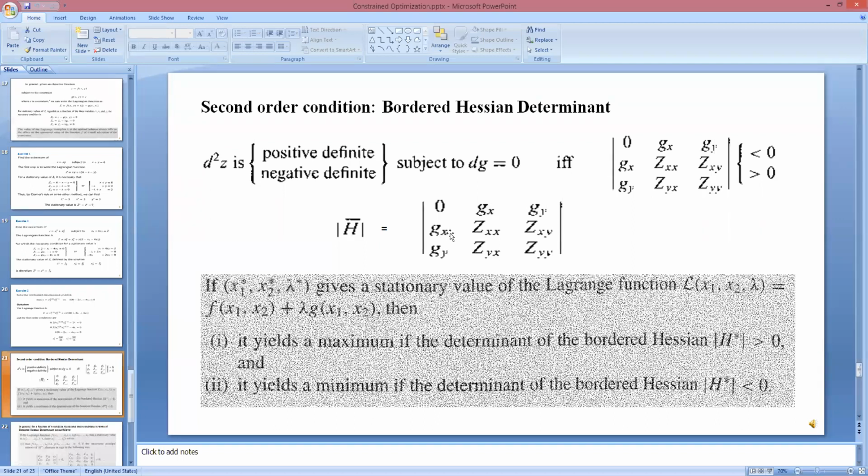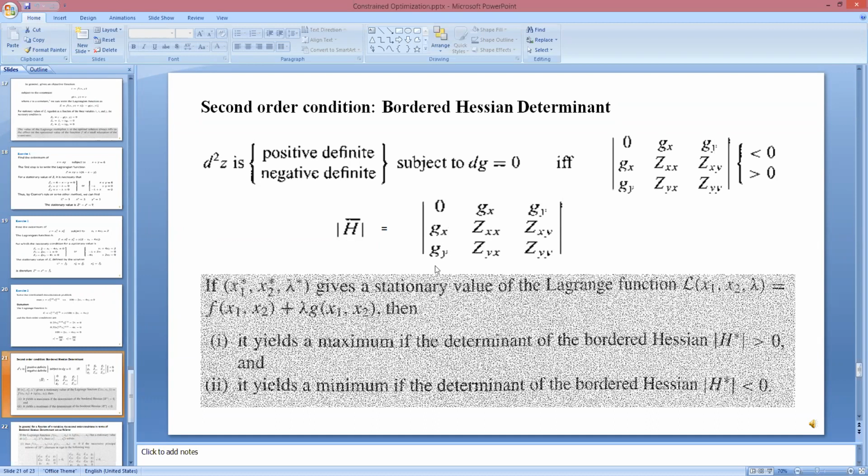Z lambda x, Z lambda y. Rest of the terms remaining are the same: zxx, zxy, zyx, zyy. Right. Okay. So I think now you are comfortable. Yes, ma'am. Because that gx term and that Lagrangian is a bit confusing initially. Everybody can do that.